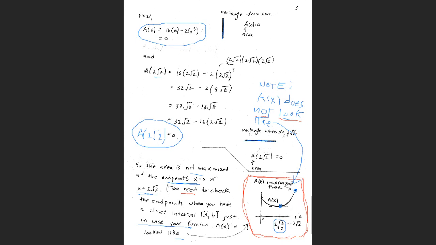John asked, what's the graph of the function? What does A of x look like? John, I haven't really graphed it, but the A of x function is here. It's a cubic polynomial, but I don't really need to graph it. I can use calculus to confirm what I need to confirm.